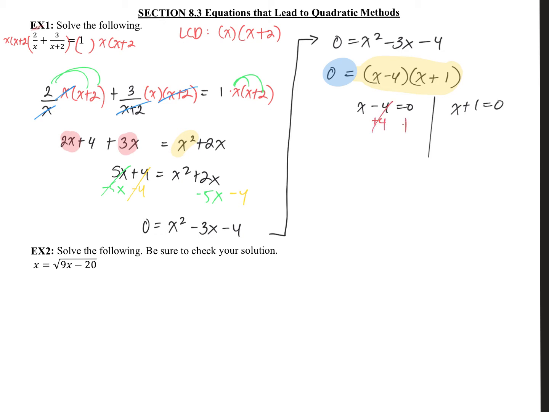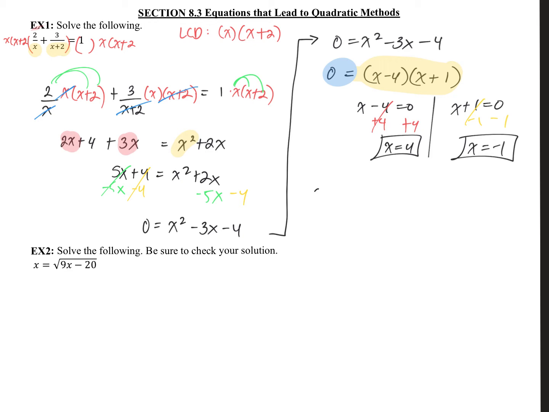Okay, so let's add 4 to both sides, and we get x equals 4. And then subtract 1 from both sides, and we get x equals negative 1. Now we have to be careful though. This was not originally quadratic. It was fractions. So am I not allowed to let one of these answers work?